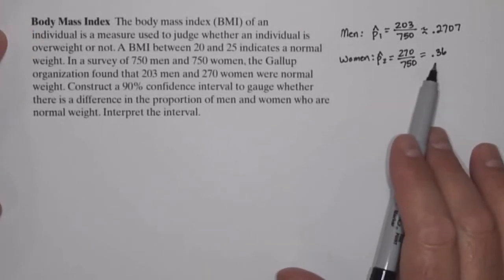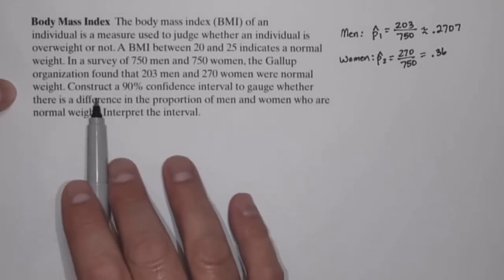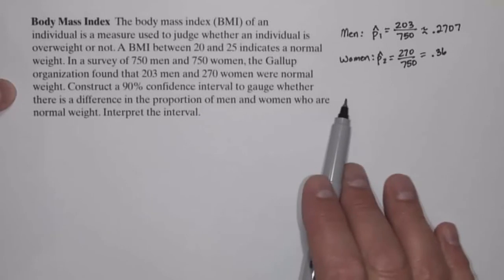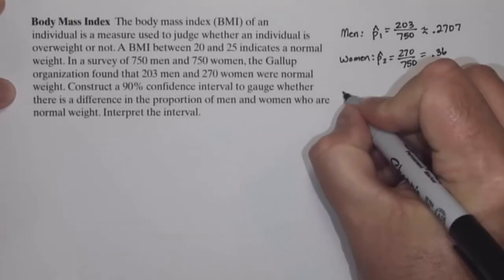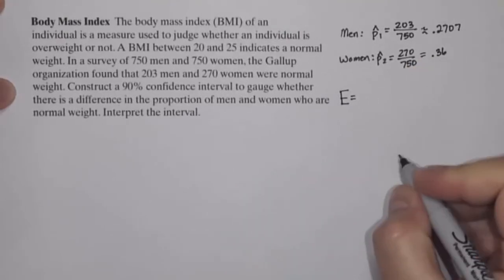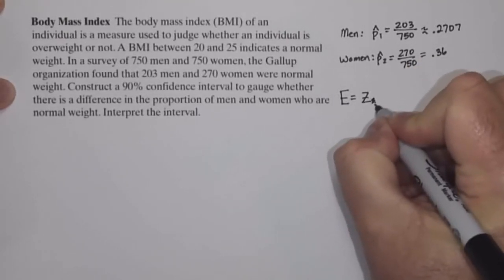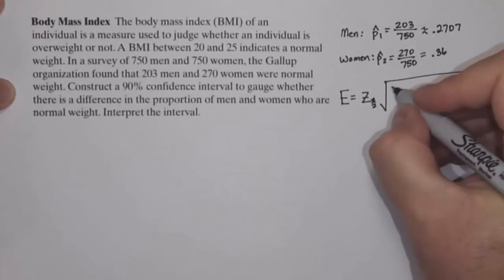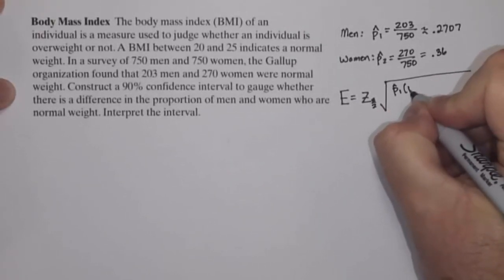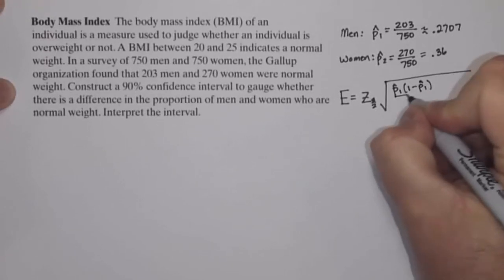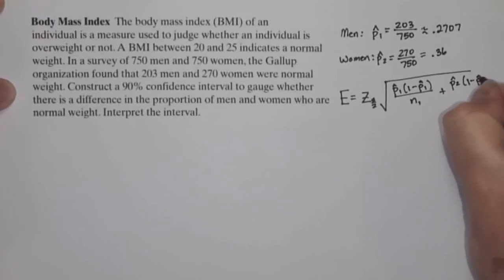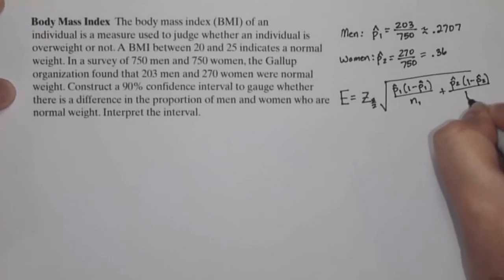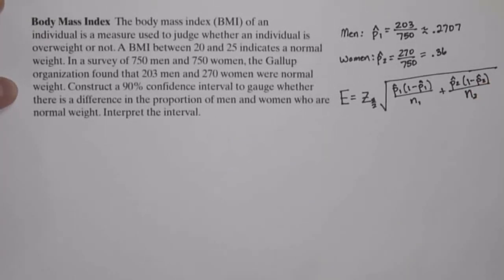Now these were from samples. So what we want to do is construct a 90% confidence interval for the difference between the proportion of men and women who are normal weight. So we need to calculate the margin of error. Our margin of error is going to equal z sub alpha over 2 times the square root of p hat 1 times 1 minus p hat 1 over n1 plus p hat 2 times 1 minus p hat 2 over n2. So here's our margin of error.